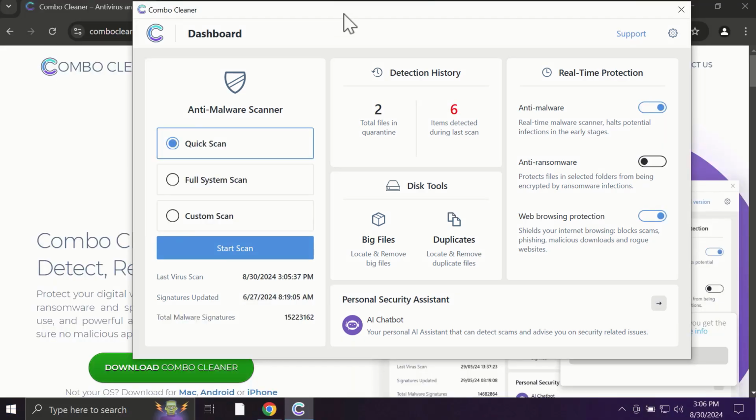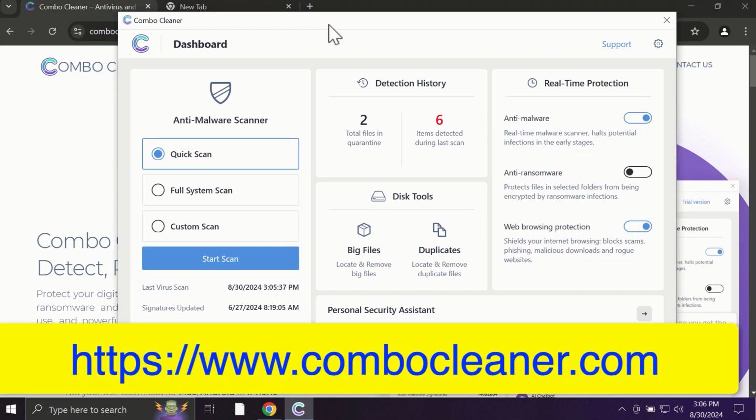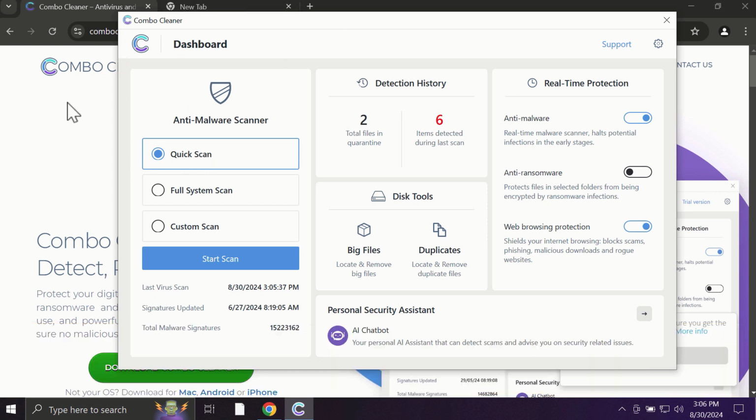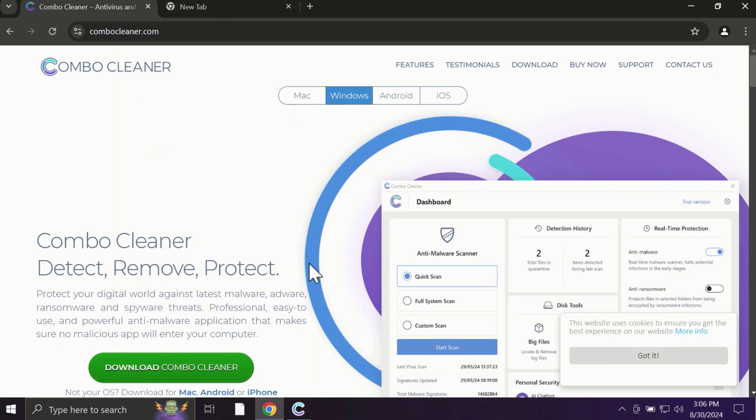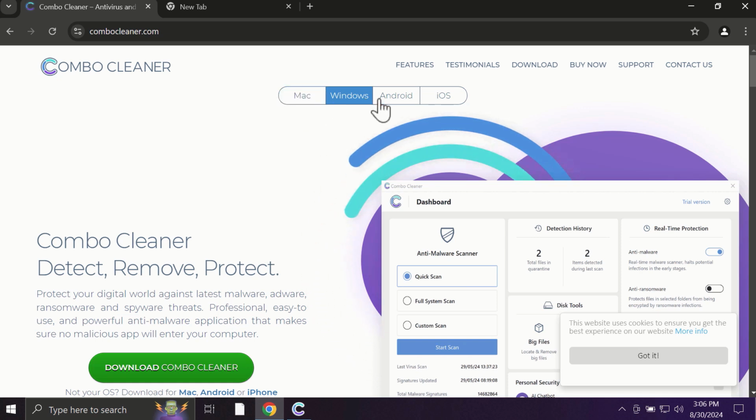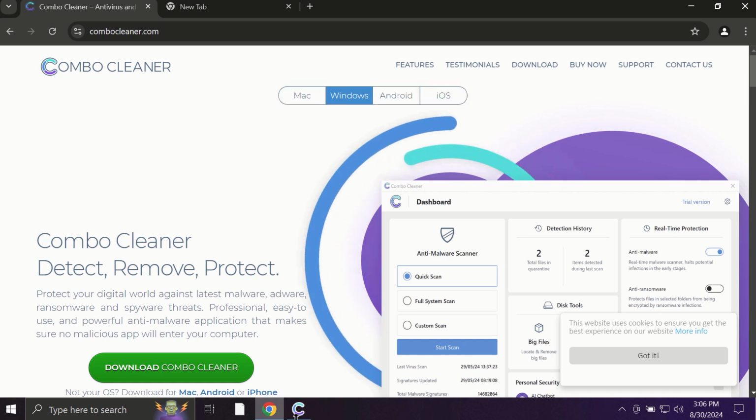the system. After you start Combo Cleaner, the application will most likely first of all update its anti-malware database, which is truly essential for proper detection and removal of all possible threats that could be on your computer. Pay attention to the fact that Combo Cleaner is available for all popular operating systems: Mac, Windows, Android, and iOS.